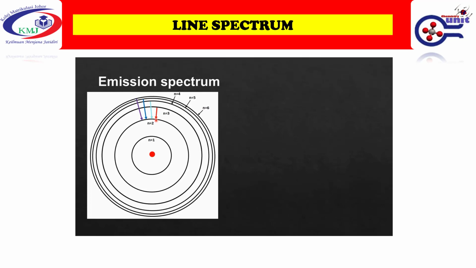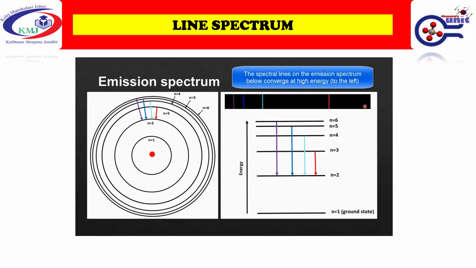And again, each electron transition has its own color. So here we have our emission spectrum, which has colored lines on a black background. So here we have the energy levels within our atom from n equals 1 to n equals 6.